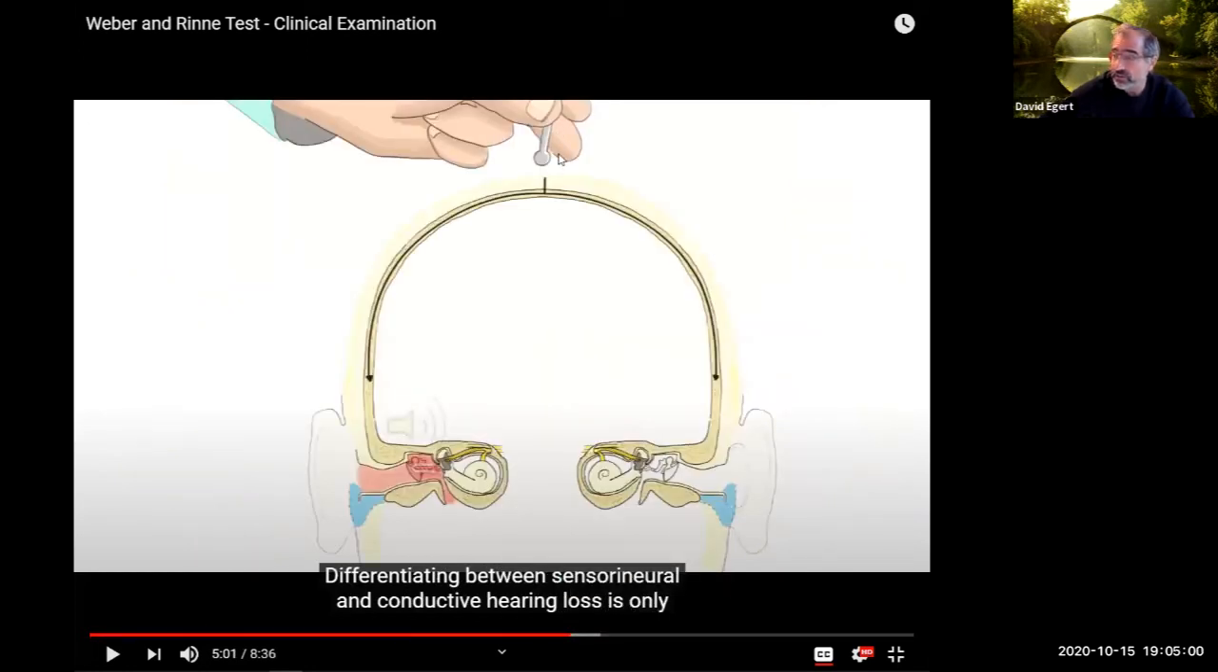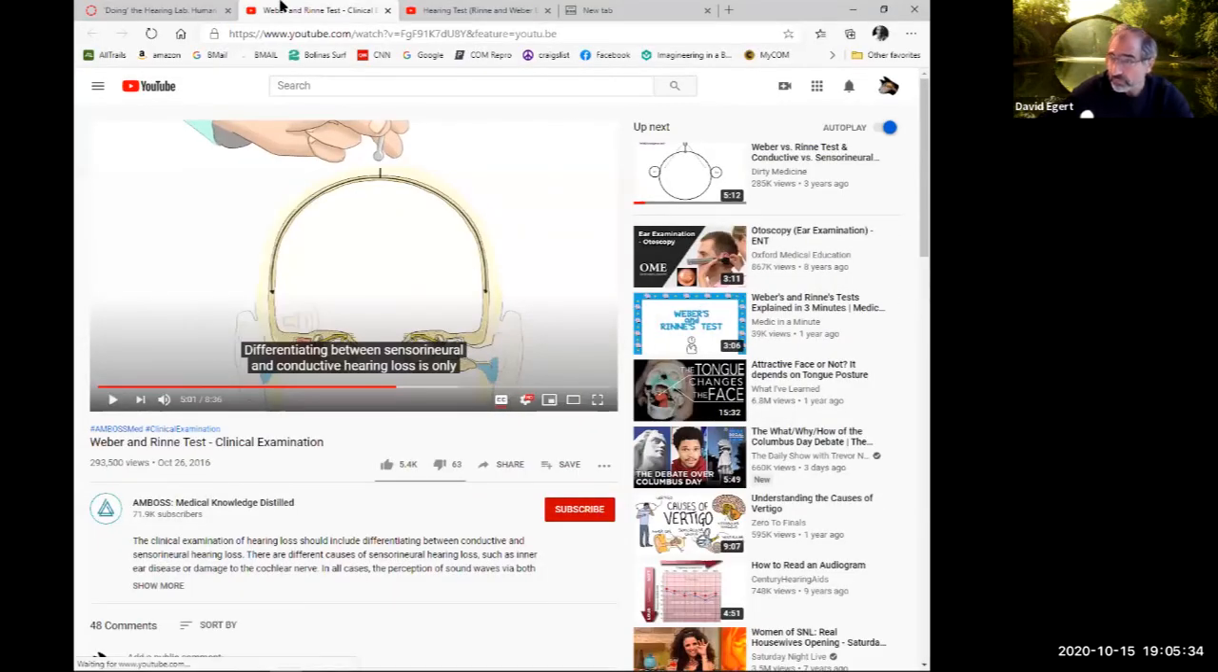Again, here's the Weber test. Vibrating on the top of the skull, going through the bone. Assuming that the sensorineural is working, you'll hear it in there. And again, if one of the sensorineural is not, it'll be louder in the other ear. Conduction deafness, and again, I can't tell you exactly why, but it's going to be louder in the ear that has conduction deafness.